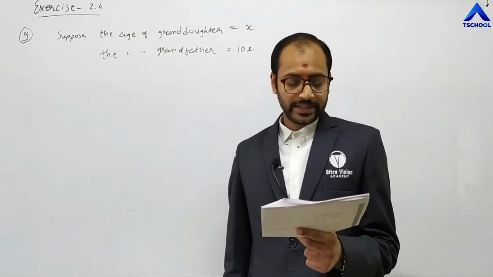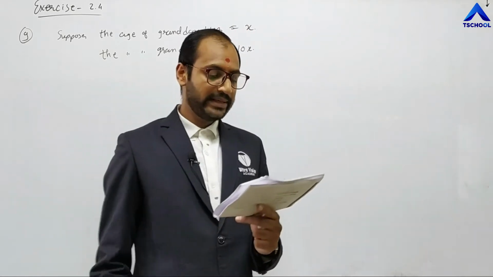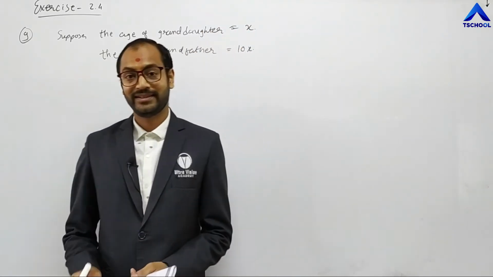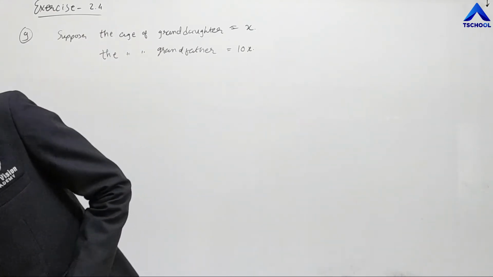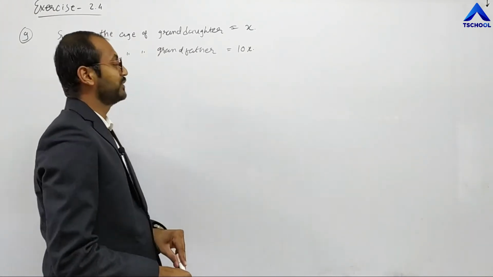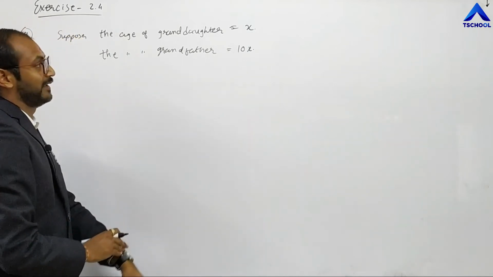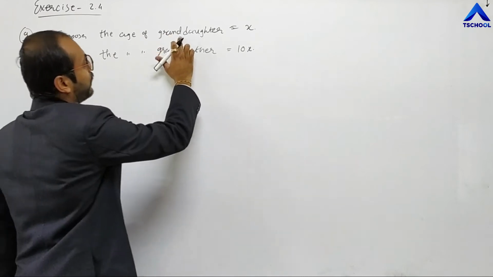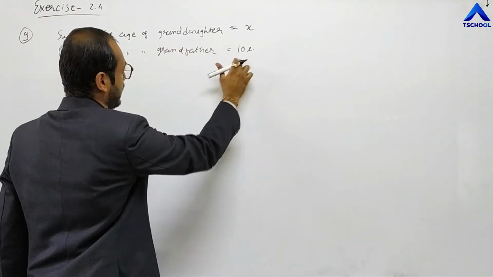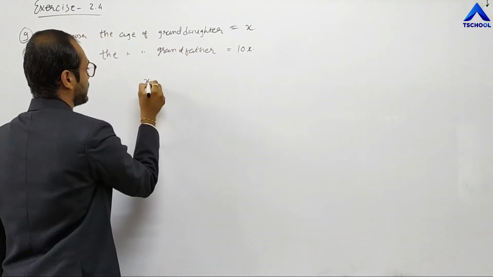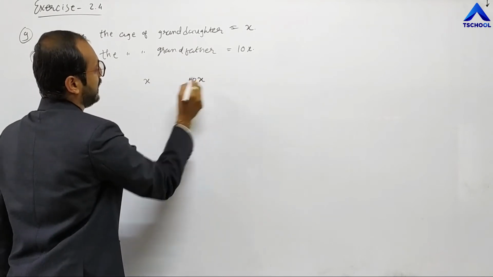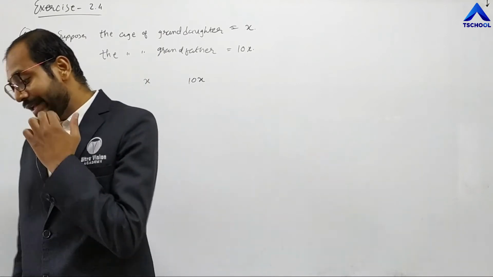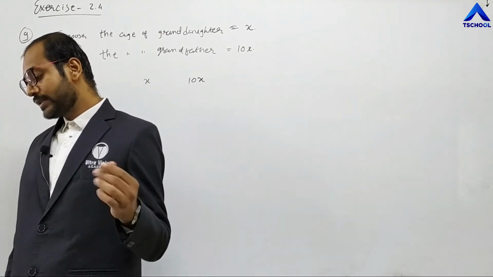Now find their present ages. Before that, the sentence is he is also 54 years older than her. Now, is there any relationship between both in ages? So age of grandfather is 10x and age of granddaughter is x. So let me make a relationship between both. Here, grandfather is also 54 years older than her.